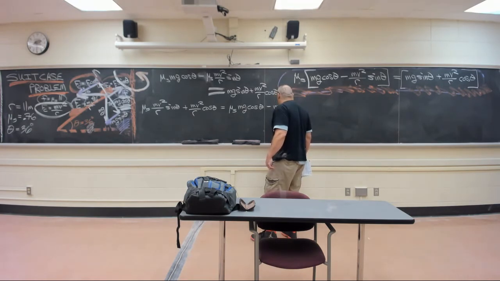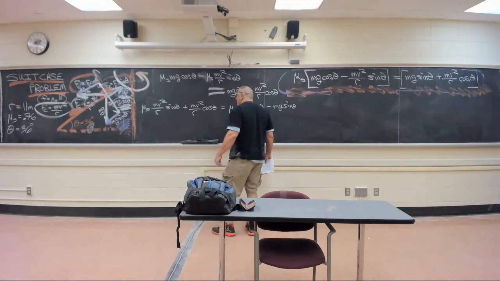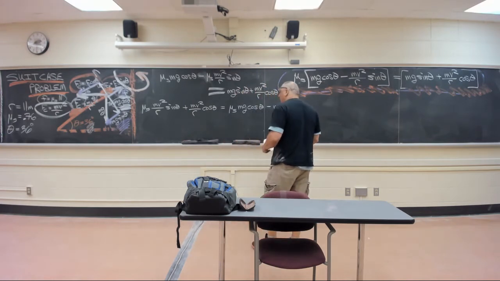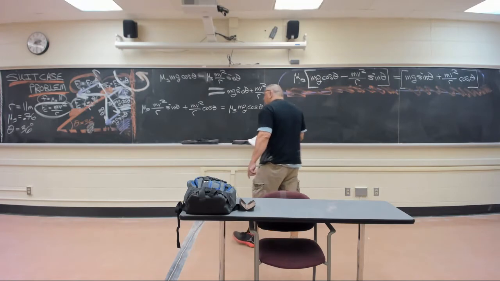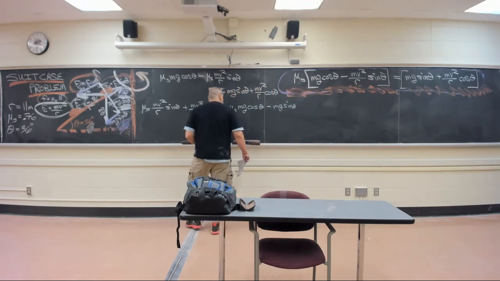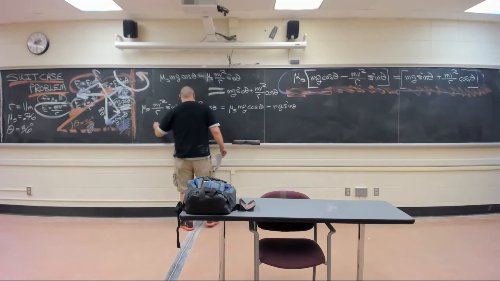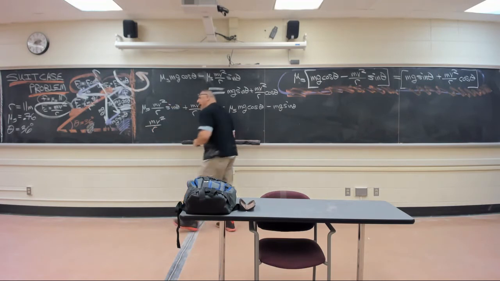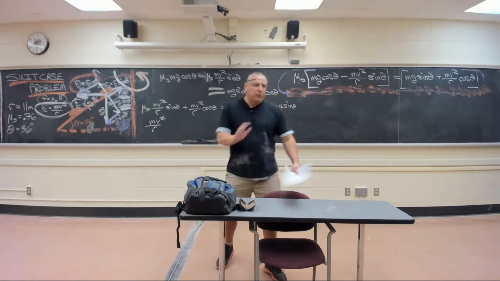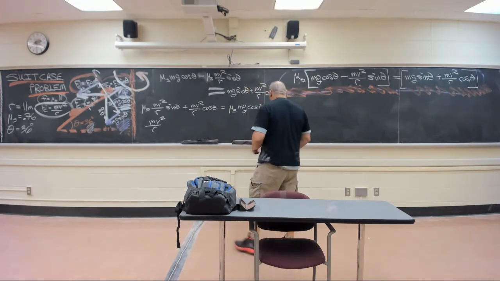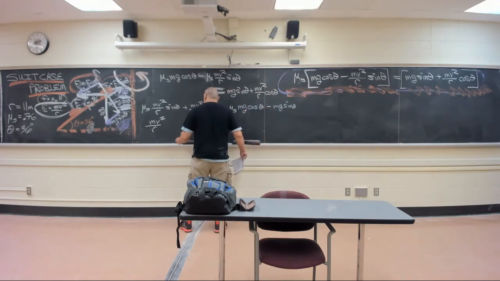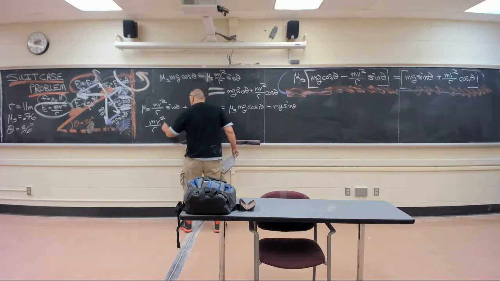A lot of ways to go if you want to do this. I don't want to do anything too crazy here, guys. So many ways to go here. This is not necessarily the way I did it in my notes that I have on Canvas for you, but it's real close to it. I'm going to take m v squared over r and factor it out of there.